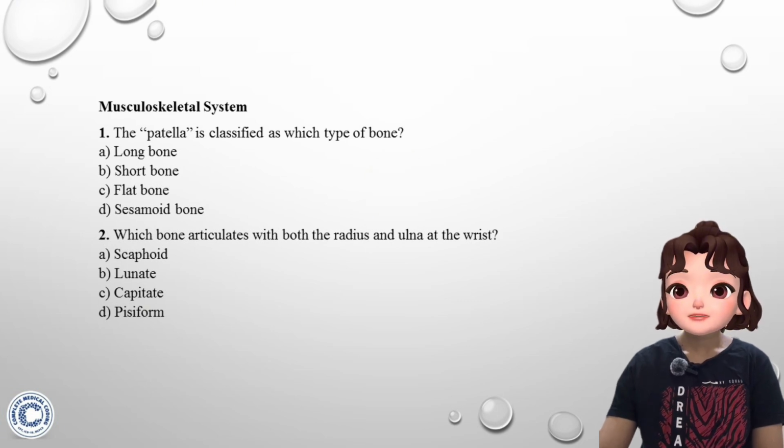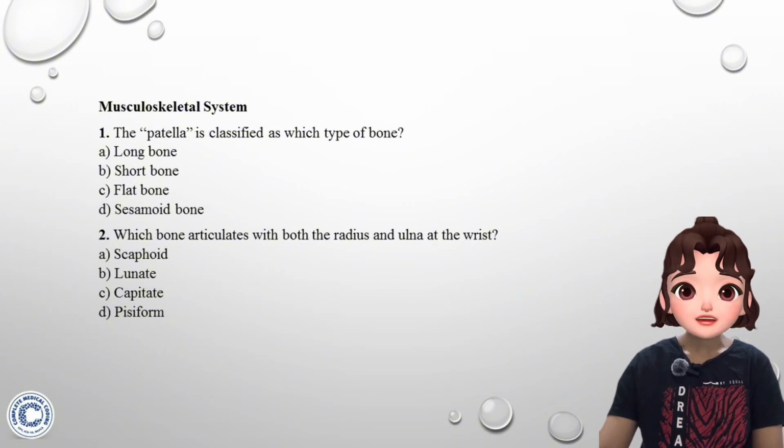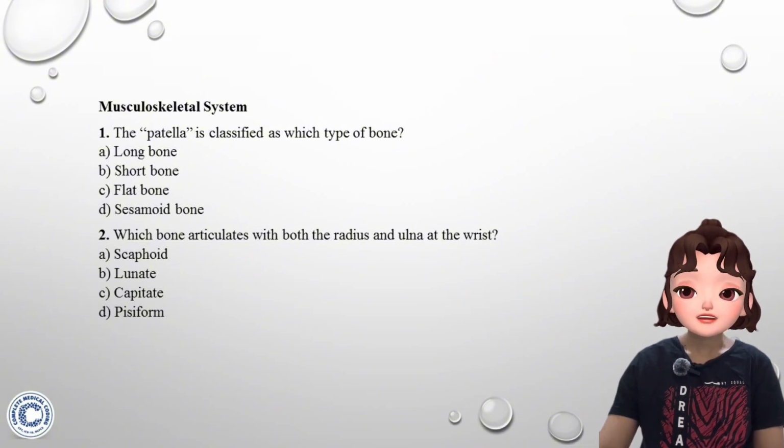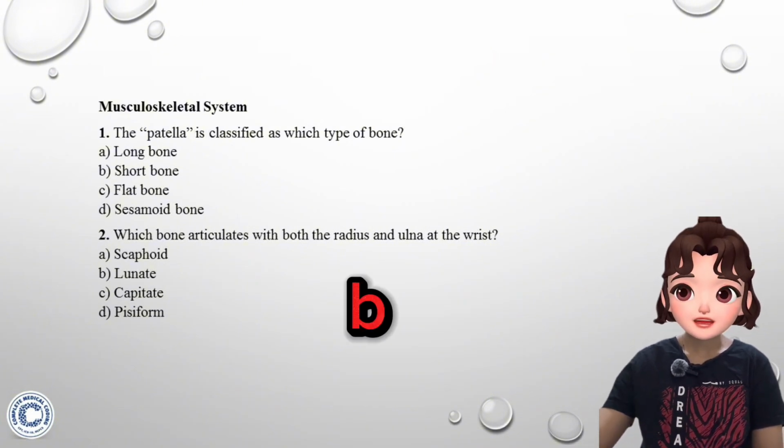Second question: which bone articulates with both the radius and ulna at the wrist? Options: scaphoid, lunate, capitate, and pisiform. So which bone articulates with both the radius and ulna at the wrist? It is the lunate. Answer is option B, lunate.